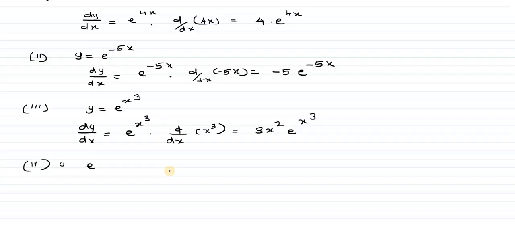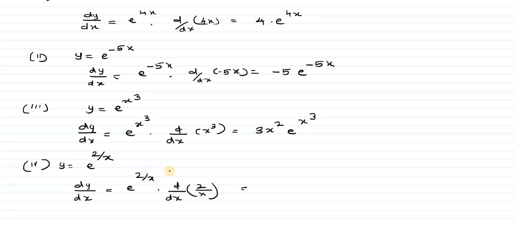Next, y equal to e power 2 upon x. So dy by dx will be equal to e power 2 by x into differentiation of 2 upon x. So e power 2 upon x, and this 2 is constant, I am taking it outside. d by dx of 1 by x is nothing but what?